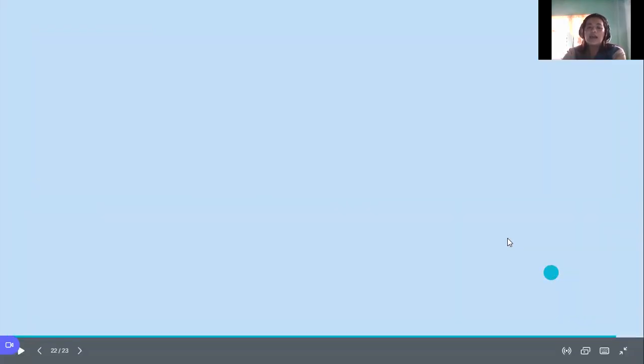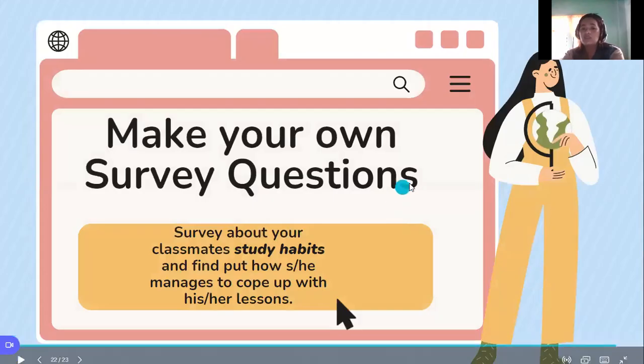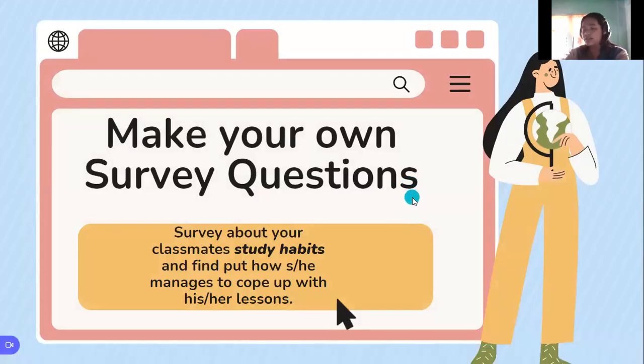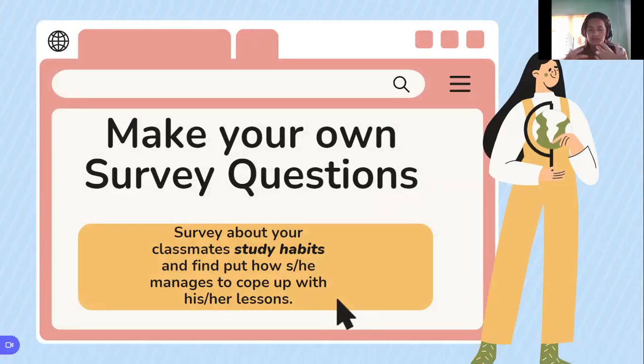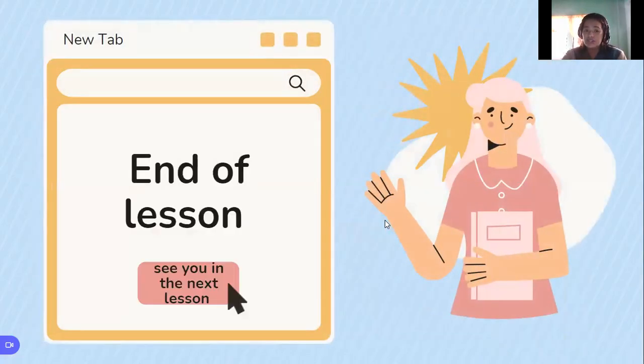Okay. And then the last part of the activity is that, of course, you have to make your own survey questionnaires. So for us to have one topic, let's try out a survey about your classmates' study habits and find out how he or she manages to cope with his or her lessons. So find out the study habits and try to make questions related to the study habits of your classmates. It is an individual activity, make your own survey questionnaires, okay?